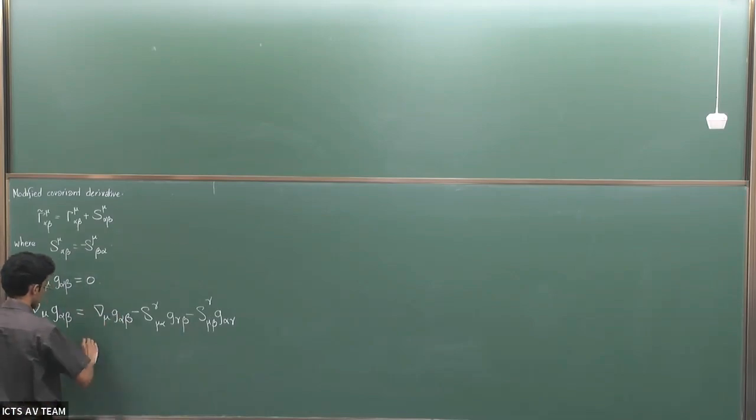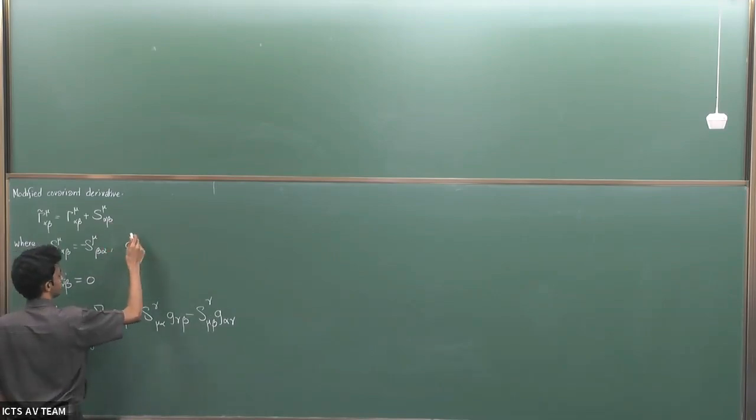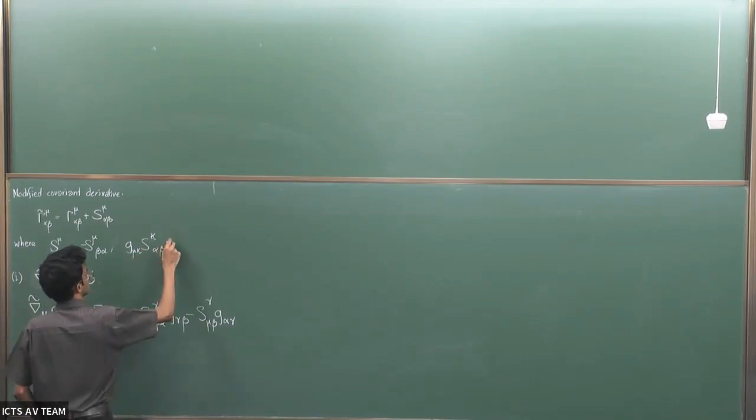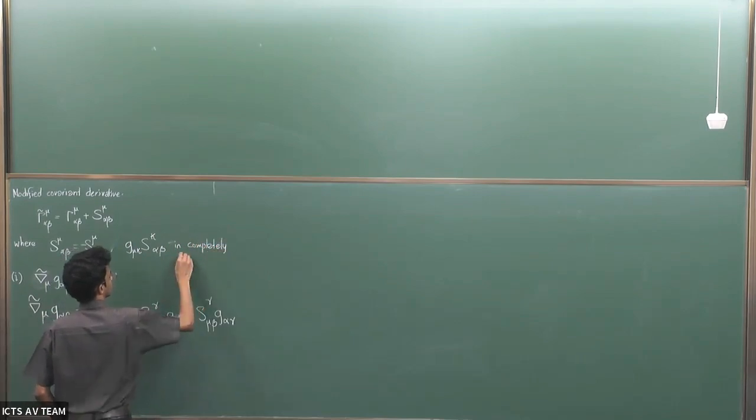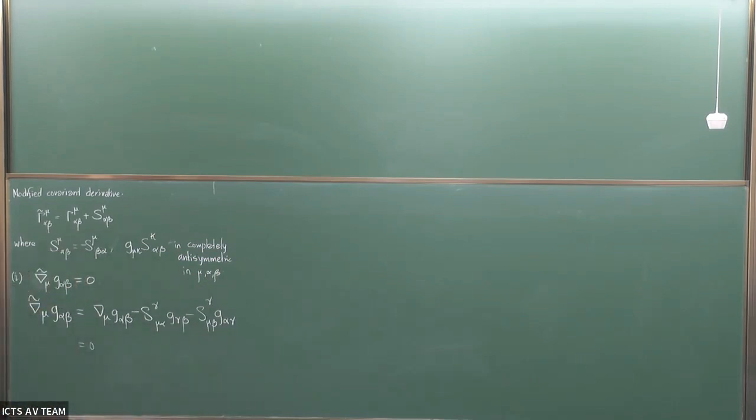And this by assumption is antisymmetric, so this is zero. Because in the question, if you remember, Ashok also mentioned that S kappa alpha beta G mu kappa is antisymmetric. So that's 0.